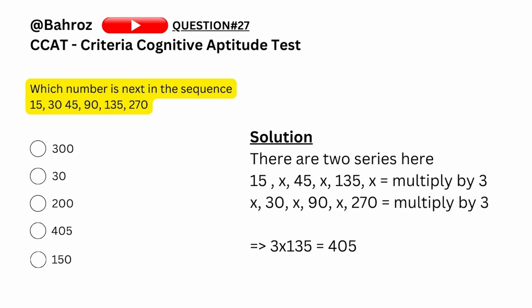Next question, which number is the next in the sequence? 15, 30, 45, 90, 135, 270. Again, similar to the one we did before, there are two series at work here. 15 becomes 45, becomes 135, which is being multiplied by 3. And the other series is also being multiplied by 3. 30 becomes 90, 90 becomes 270. So we just need to multiply the next number by 3 as well, which is 3 into 135, because we have to give a gap of a number. We won't multiply 270 with 3, we'll multiply 135 by 3. And then we get to 405.